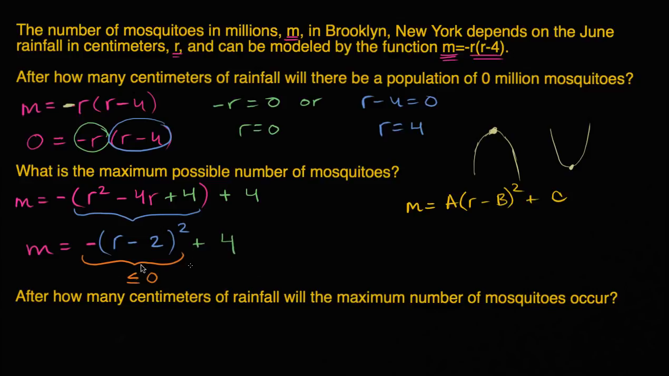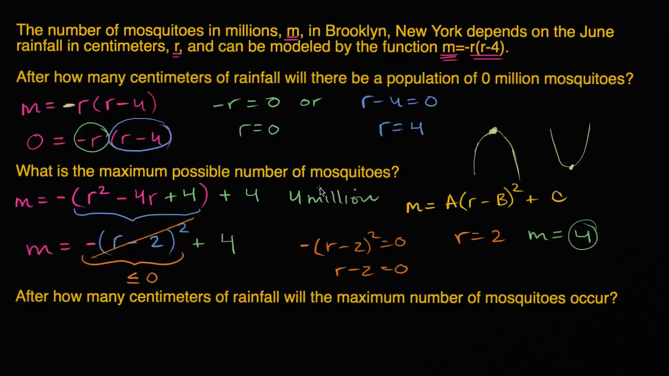So you hit a maximum value when negative r minus 2 squared is equal to 0. Well, you could see that's going to happen when r minus 2 is equal to 0, or when r is equal to 2. And when r is equal to 2, what is m going to be equal to? Well, this is 0, and m is equal to 4. r equals 2, and m is equal to 4. So what's the maximum possible number of mosquitoes? Well, m equals 4. It's going to be 4 million mosquitoes. Remember, m is measured in millions.